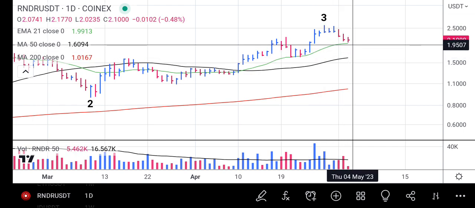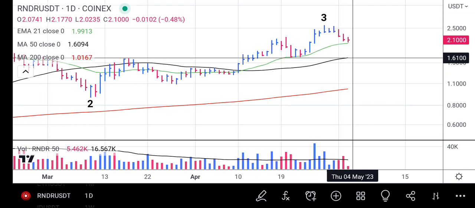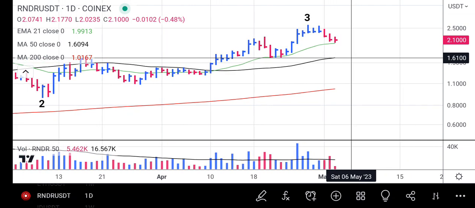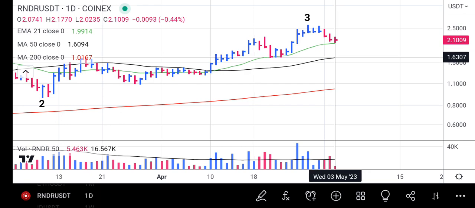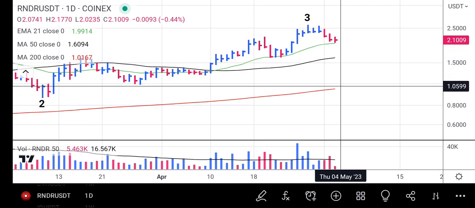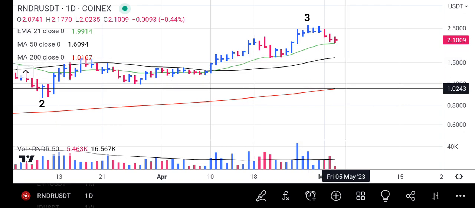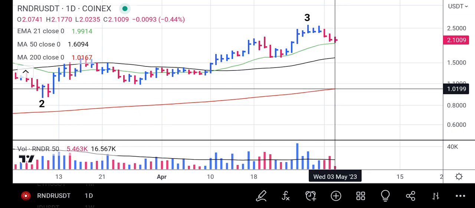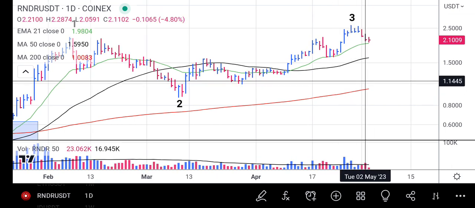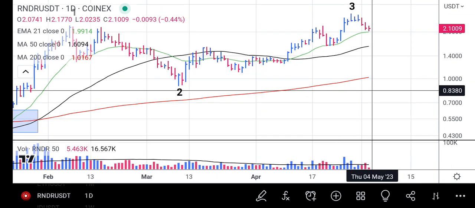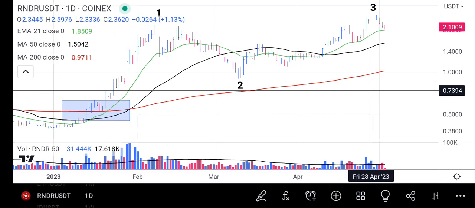Or if the 21-day exponential moving average is a little bit weak, the price will come back to the 50-day moving average line, which is the black line. And if it falls back to the 50-day average line, we expect volumes to come in, so it can start rising from there. And if the 50-day average line is also weak, the price will come back to the 200-day moving average at the red line, which will act as the support zone and send the price back upward to resume its upward trend. Looking at Render Token, that's the bias for Render Token at the moment.